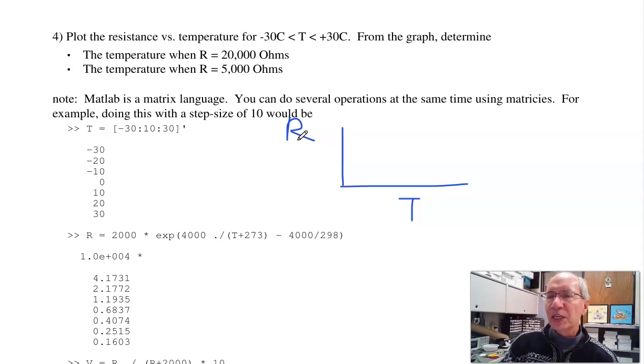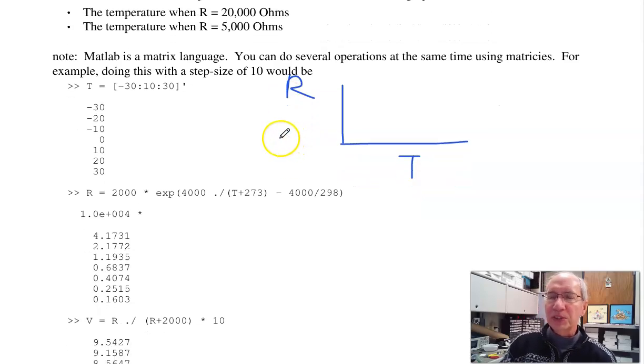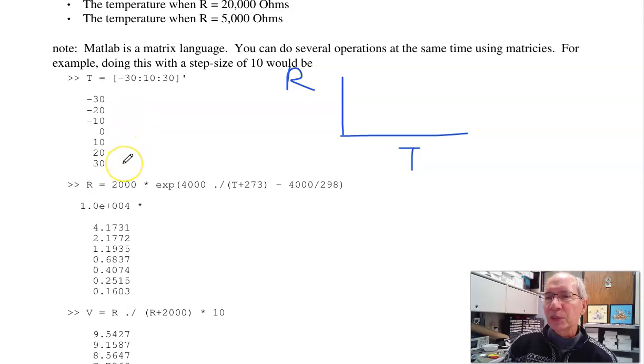To do that, in Matlab's matrix language, I can do a bunch of calculations all at once. For example, if I say temperature goes from minus 30 to plus 30, in steps of 10, here's temperature. But then find the resistance using the dot notation. This finds the resistance at each point. What the dot notation does, this right here, tells Matlab, don't treat that like a matrix operation. Treat these as individual operations, basically a big string of numbers.